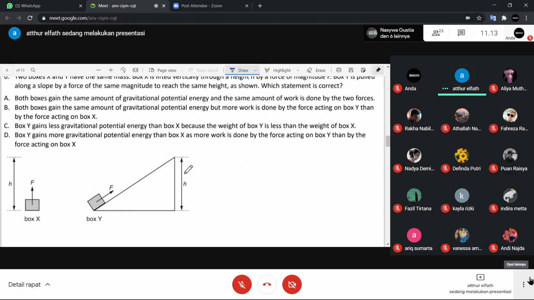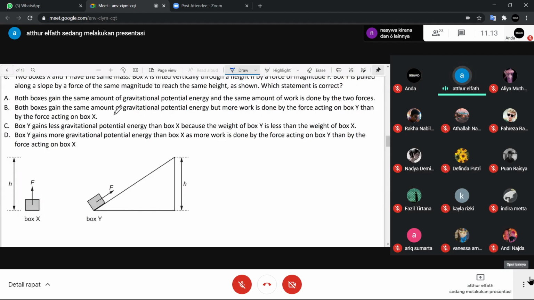So let's read all of these options in order to know what the question of this problem is. Both of the boxes gain an amount of gravitational potential energy.